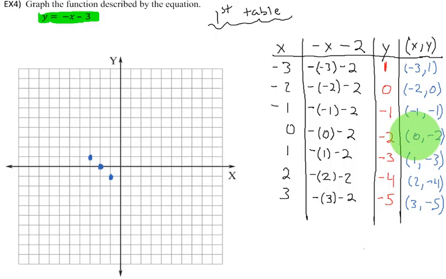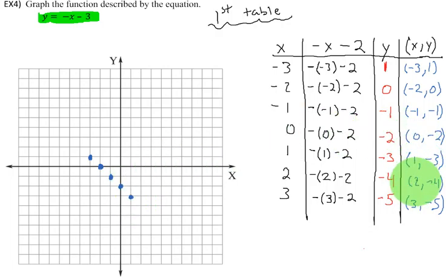The next ordered pair is 0, -2. Starting at the origin, my x value is 0. I'll move 0 units to the left or right, followed by a change of -2 in the y direction. So I'll move down 2 units. All right, the next ordered pair is 1, -3. This time my x value is positive, so I'll move 1 unit to the right. My y value is -3, so I'll move 3 units down, 1, 2, and 3.